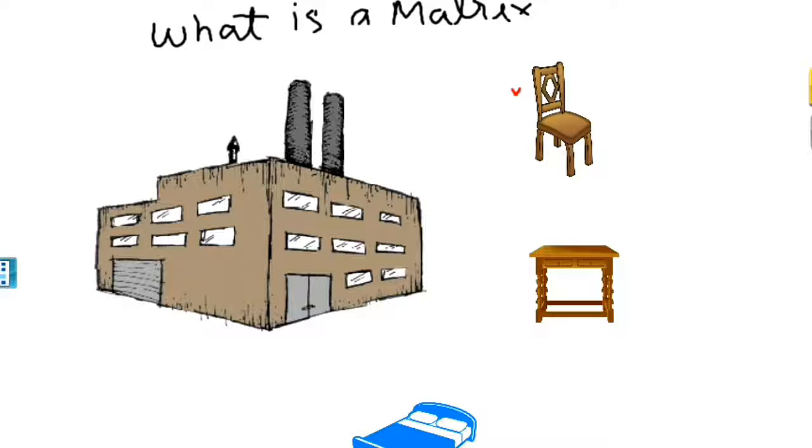What is a matrix? Let us see with an example. Suppose there is a furniture factory which manufactures chairs, tables and carts. These furniture require certain resources.